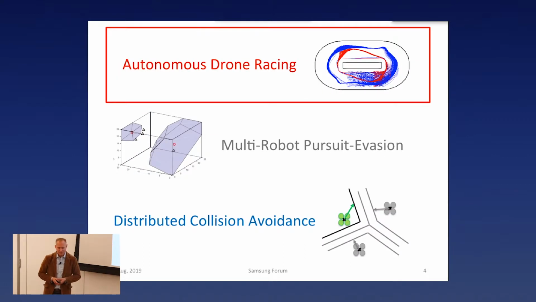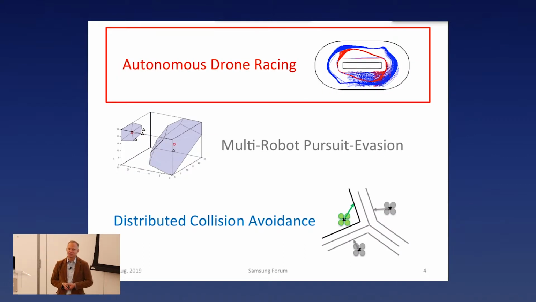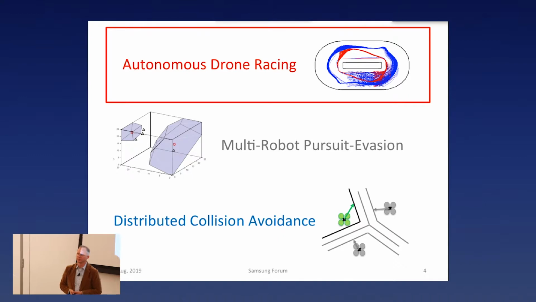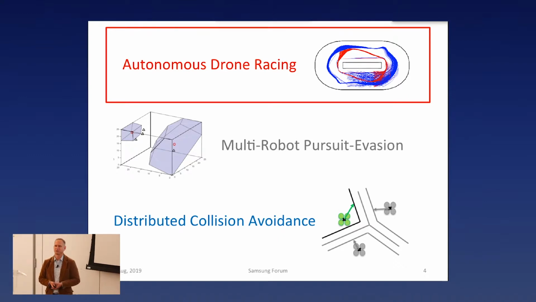So today I'm going to focus in on game theory and concepts from game theory and how we can leverage those concepts to develop intelligent algorithms for robots to interact with other agents, whether they're human or robotic. So I'm going to talk first about autonomous drone racing.